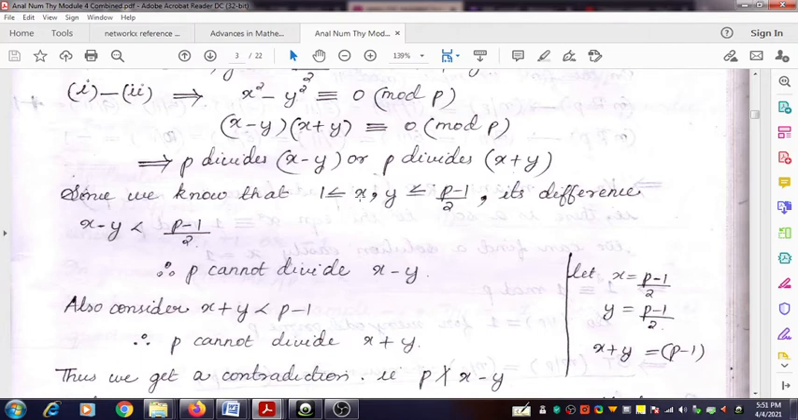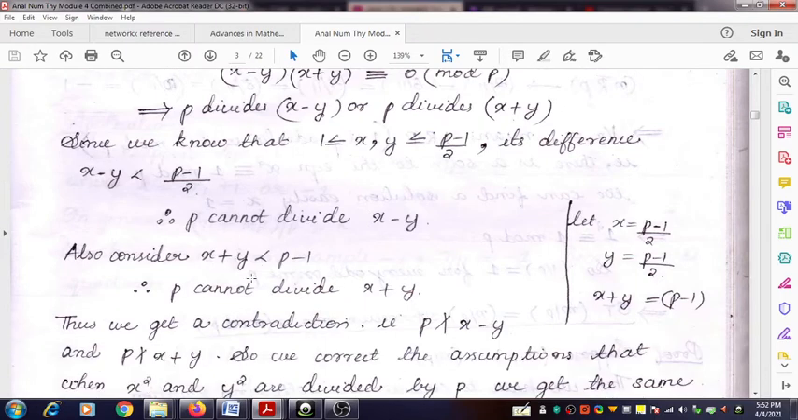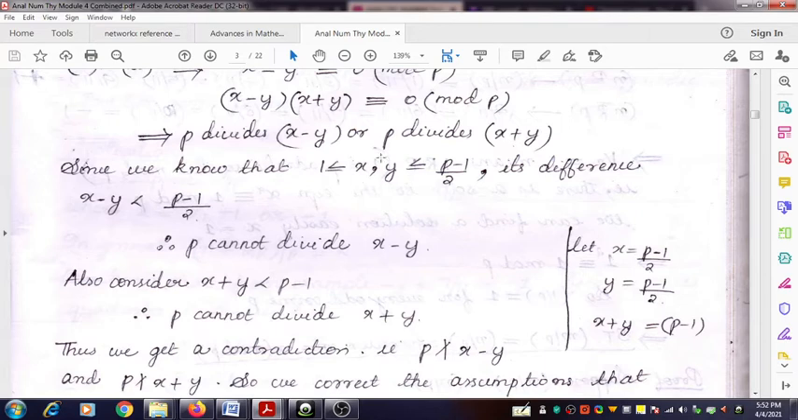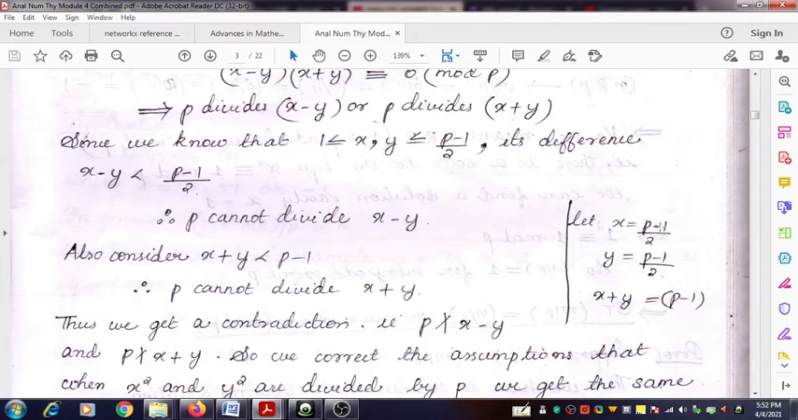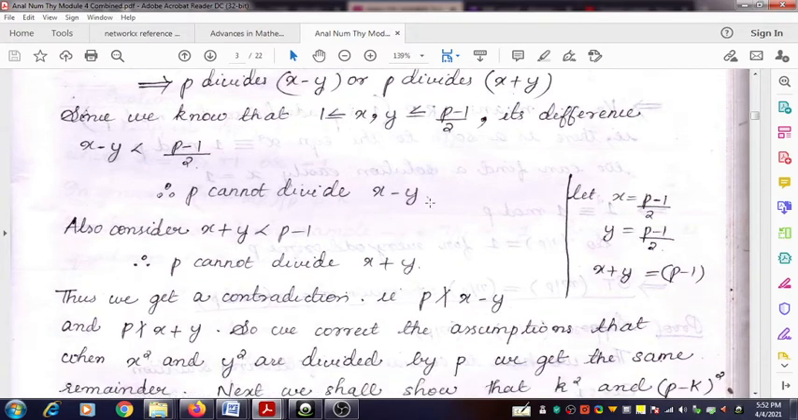We are going to think about the maximum value you are going to get for the expression x plus y, when we consider the numbers x and y from this range, and you will get that value only when both are equal to (p minus 1) by 2. When you take x equal to (p minus 1) by 2 and y equal to (p minus 1) by 2, then only you are going to get the maximum value. In that maximum value case, x plus y is equal to p minus 1. So even that number is 1 less than the number p.